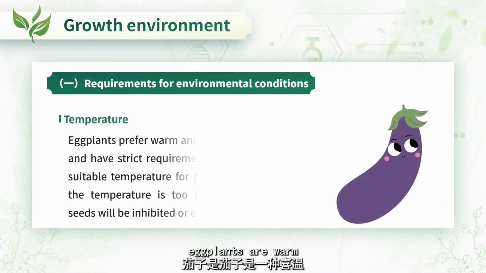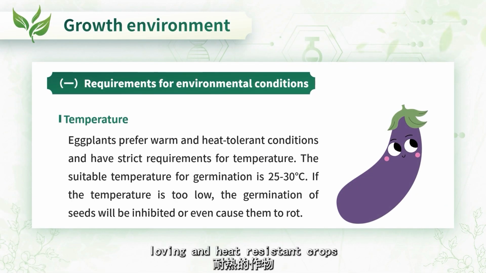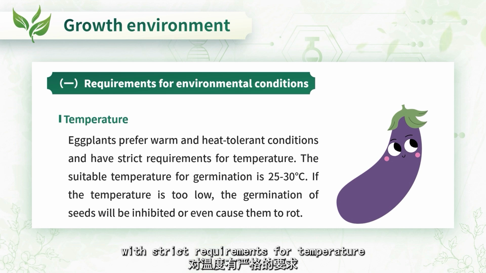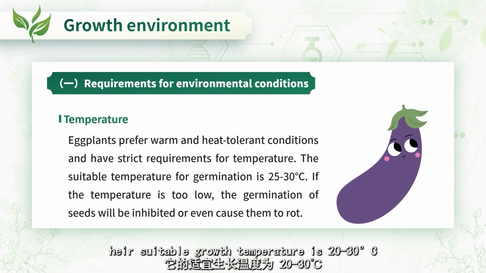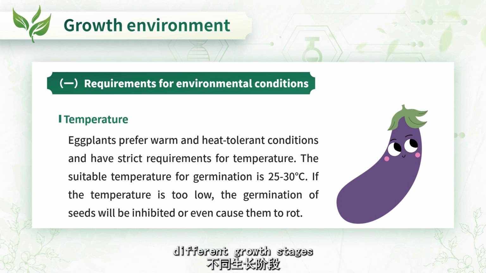Temperature. Eggplants are warm-loving and heat-resistant crops with strict requirements for temperature. Their suitable growth temperature is 20-30 C. Different growth stages have different temperature requirements.